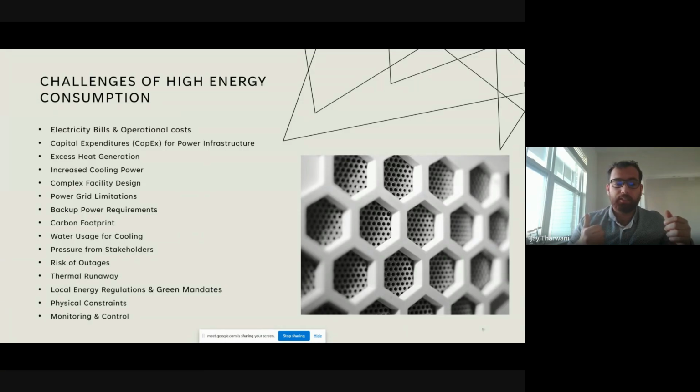Then you have power grid limitations. Just imagine you have a million servers at a facility which is around maybe 30-40 football fields, and how much energy can you source from there, right? Like that's a problem, right? Not every site will be capable of providing so much energy to just one particular area, right?